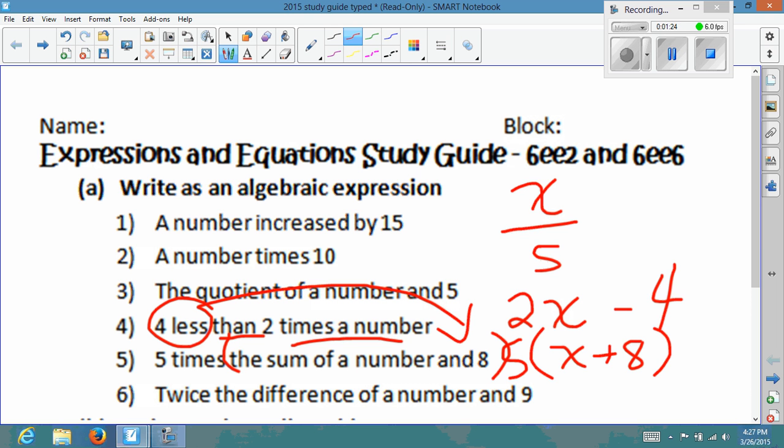And then the last one in this section says twice the difference of a number and 9. So the difference of means parentheses. So I'm going to do x minus 9, because it means the difference of a number and 9. So difference means to subtract, and then twice that. So that's the first section.